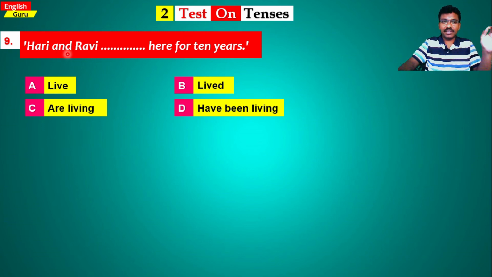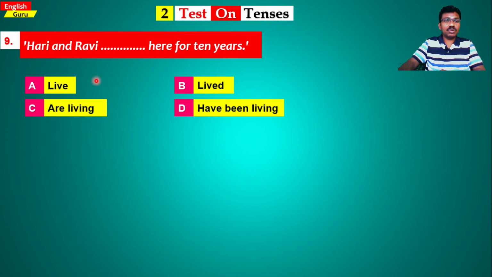Hari and Ravi started the activity of living here 10 years ago, and they have been doing this particular activity of living here, and it's now 10 years. So when this is a situation, this situation has to be written in present perfect continuous tense. The structure of a present perfect continuous tense is has or have plus been plus verb 4, that is ing form. So we have only one option, that is the right option here. D, have been living, is the right answer.